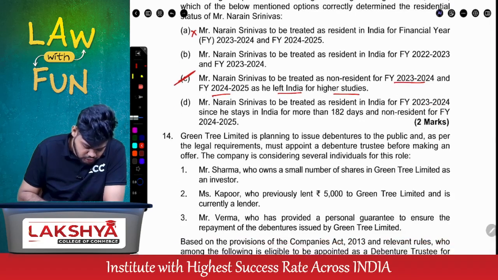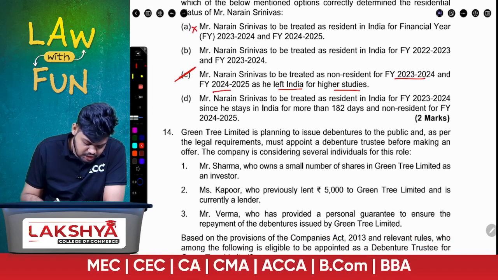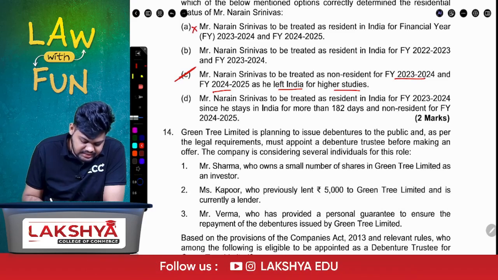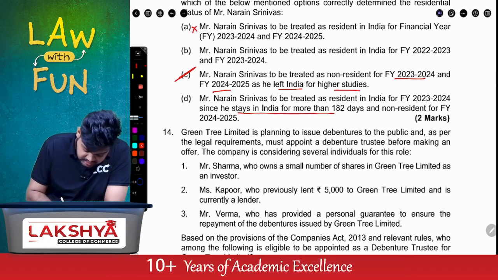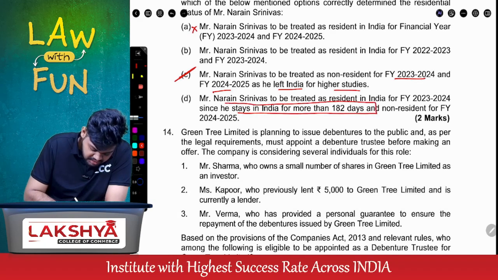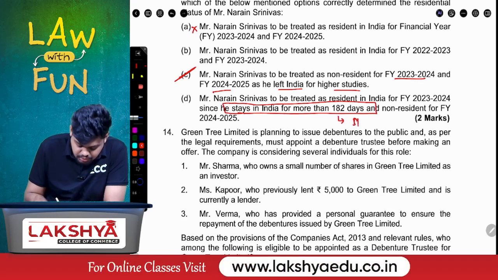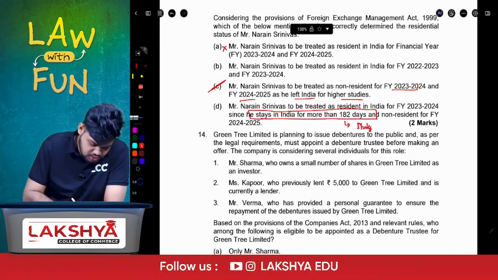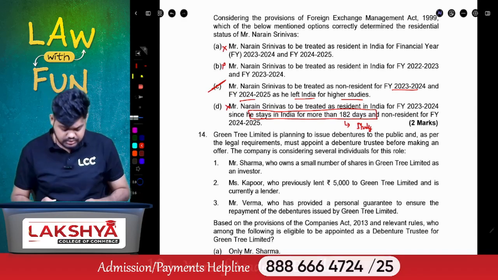Let's go to the last option also. Mr. Narayan Srinivas to be treated as resident in India for financial year 23-24 since his stay in India was more than 180 days, and non-resident for the following financial year. No, because yes, the concept is correct. His stay was more than 182 days in the preceding year, but if at all it is studies abroad, we have a specified clarification on this. So this is also not the right answer. So the answer was he is a PROI, non-resident for both the years.